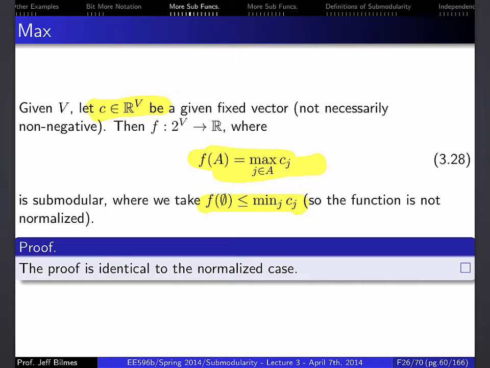So you could, for example, case statement it. You could say f of A is equal to this if A is not the empty set, or if A is the empty set, then choose some value which has to be less than the minimum. Then you've got submodularity.